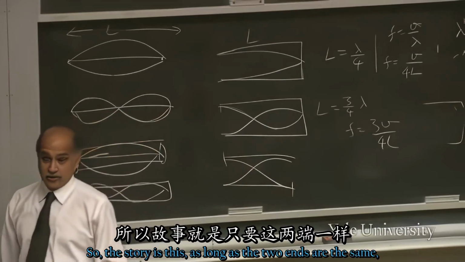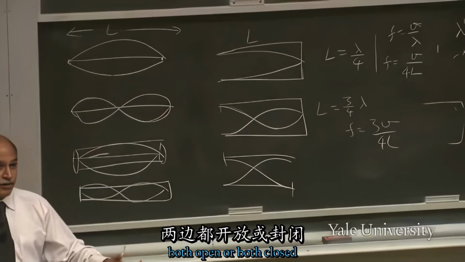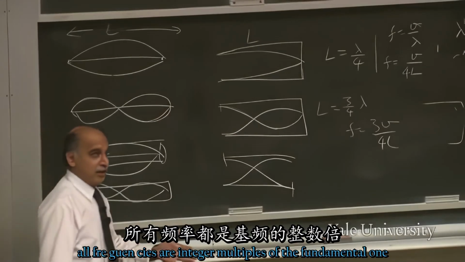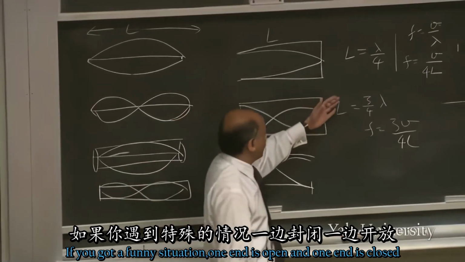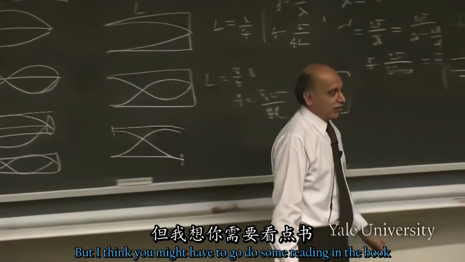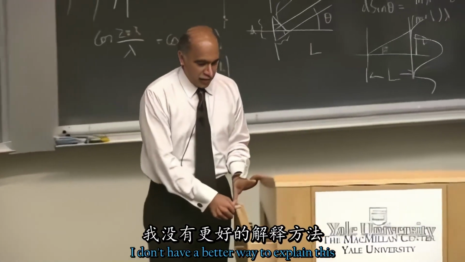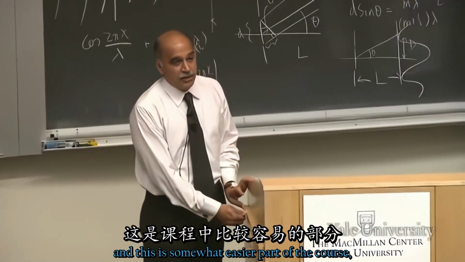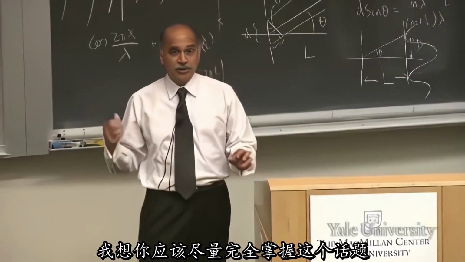So the story is this. As long as the two ends are the same, both open or both closed, all frequencies are integer multiples of the fundamental one. If you've got a funny situation, one end open and one end closed, you will get odd multiples of the fundamental. But I think you may have to go do some reading in the book. I don't have a better way to explain this in this somewhat easier part of the course, and I think you should try to be on top of this particular topic.